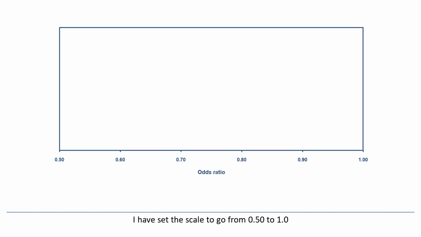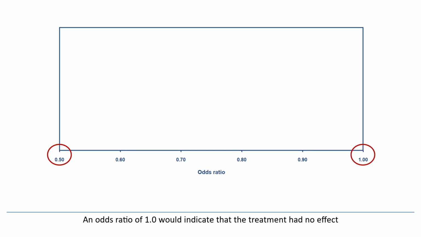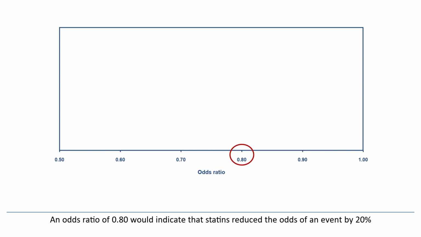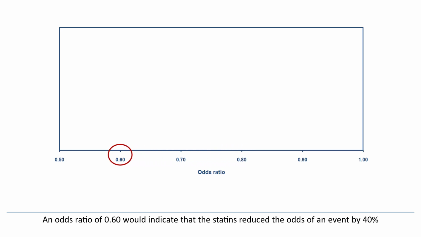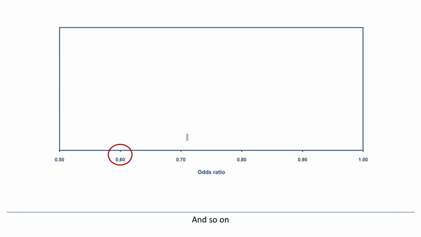I've set the scale to go from 0.50 to 1.0. An odds ratio of 1 would indicate that the treatment had no effect. An odds ratio of 0.80 would indicate that the statins reduced the odds of an event by 20%. An odds ratio of 0.60 would indicate that the statins reduced the odds of an event by 40%, and so on. The mean odds ratio is 0.71.